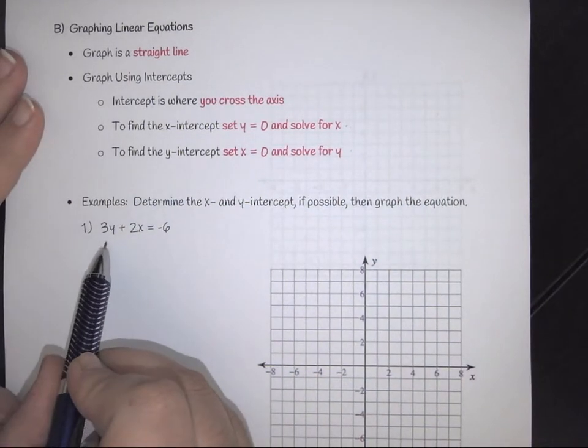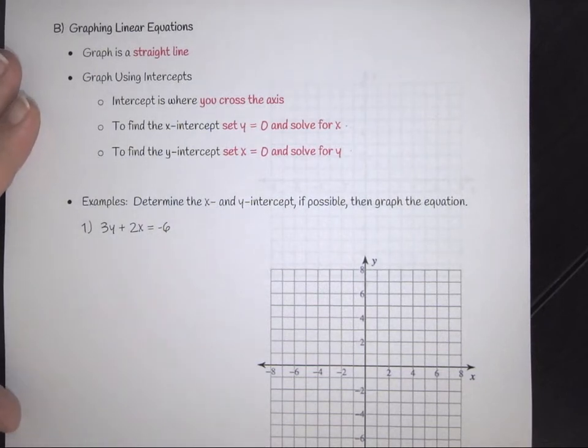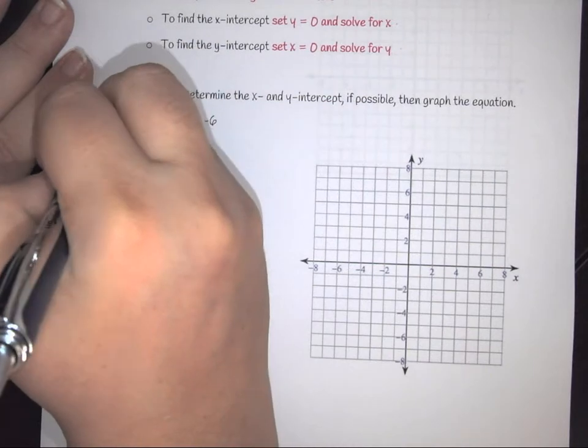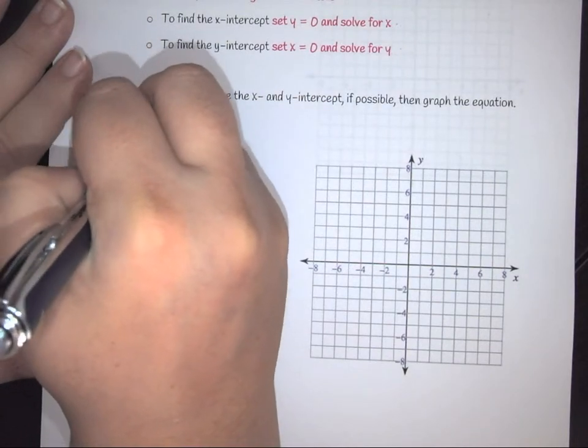So I have 3y plus 2x equals -6. So the first thing I want to do is I'm going to declare that I'm going to find the x-intercept.